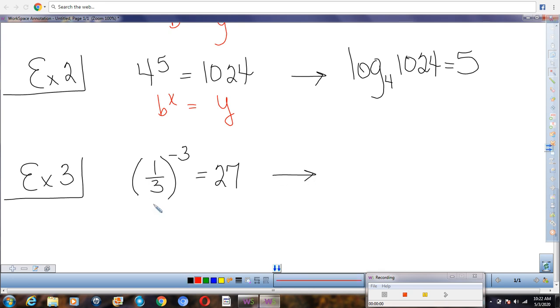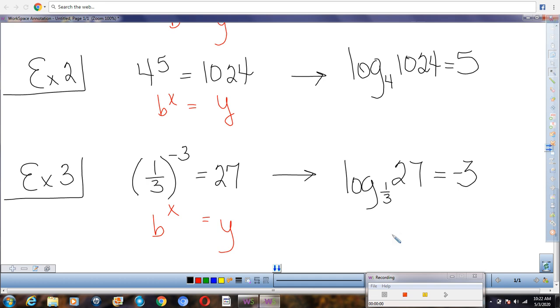Again, this is still our b. This is still our exponent. And of course, this equals y. Writing it in log form, we have log, the base to our exponent is 1/3. It equals 27, and our log equals the exponent of -3.